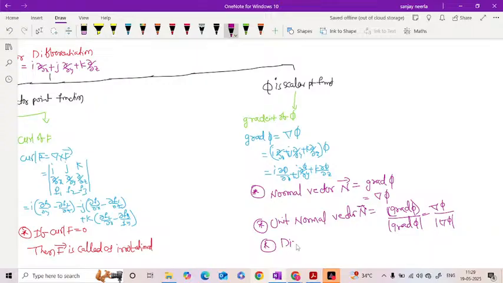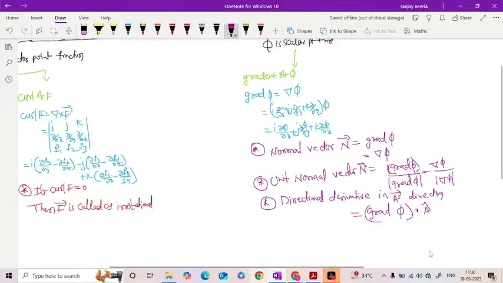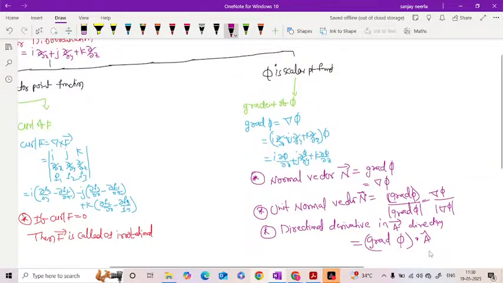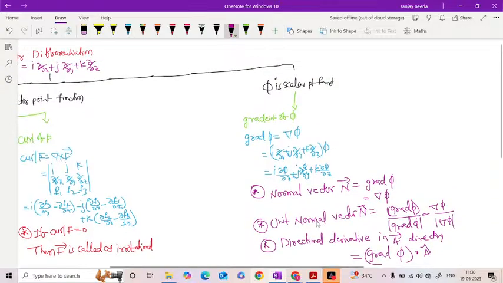Next one, third one is the directional derivatives. In the direction of a vector a, what is the result here? The gradient of pi dot a cap. Okay, so now this is the directional derivative of pi.